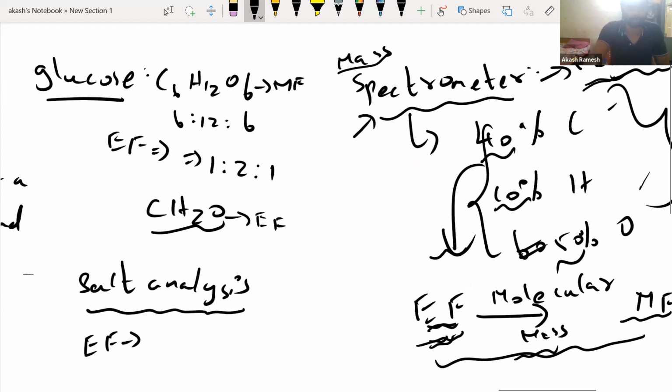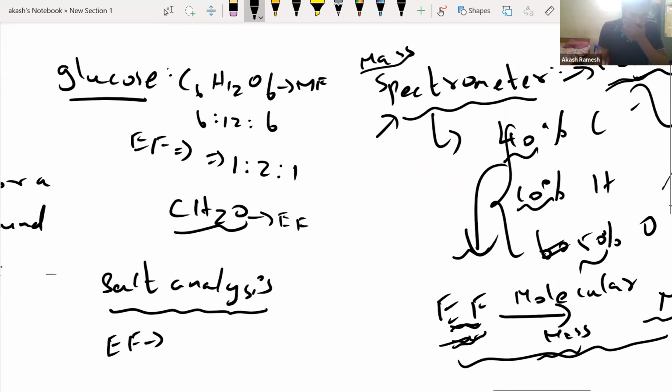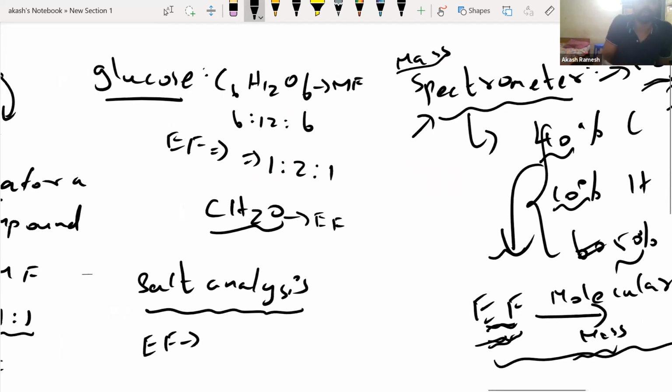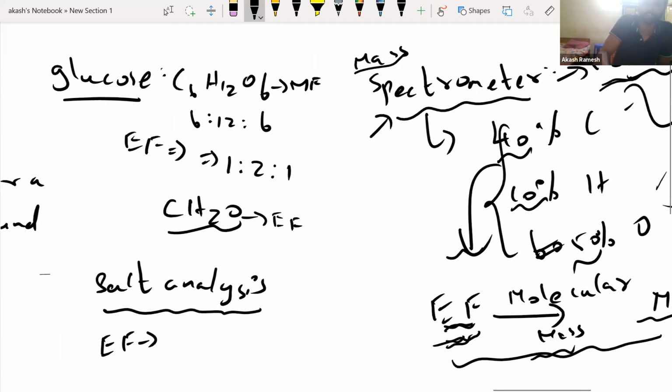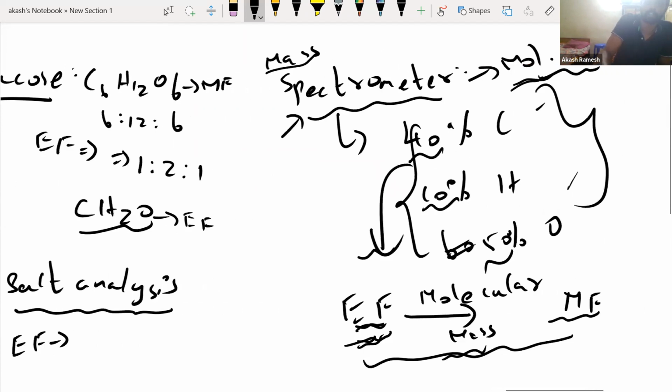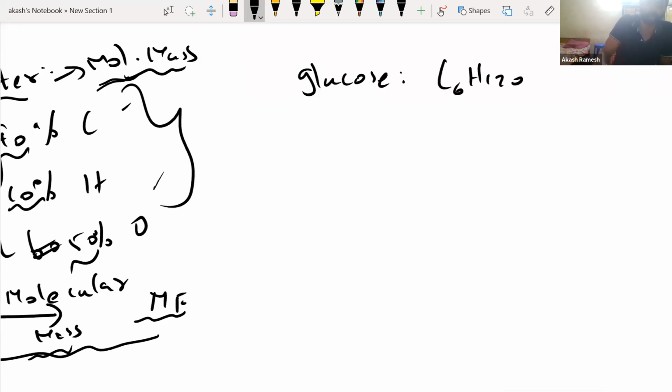For example, guys, see. We'll take the example of glucose itself. Say glucose is C6H12O6. No issues. Now the empirical formula would be CH2O. Please look here. I know the molecular mass of this because I know the formula. Now assume that I don't know the molecular formula; I know only the empirical formula.